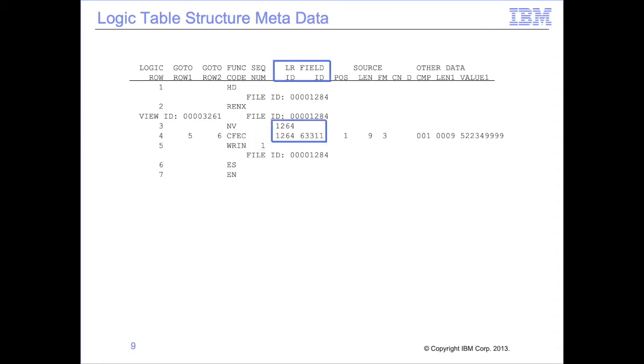The next set of fields are the logical record (LR) and field IDs referenced by function code. For certain logic table functions which require an LR or field, these columns will contain the workbench ID for the LR or field used. These IDs can be located in the workbench. In this example, the NV (new view) logic table function is using the LR 1264 as the event file for the view. The CFEC (compare field) logic table function is using field 63311 from the same LR as part of its comparison.